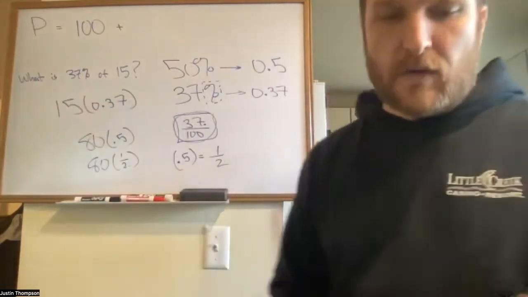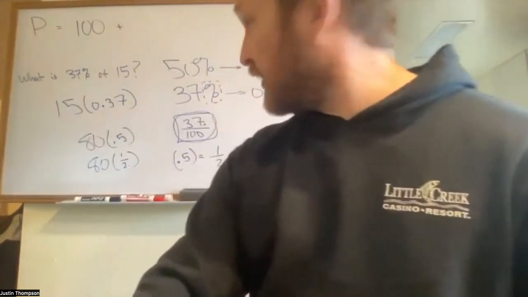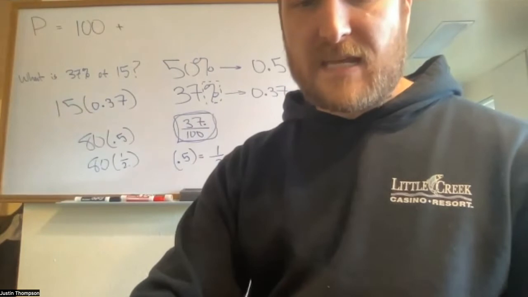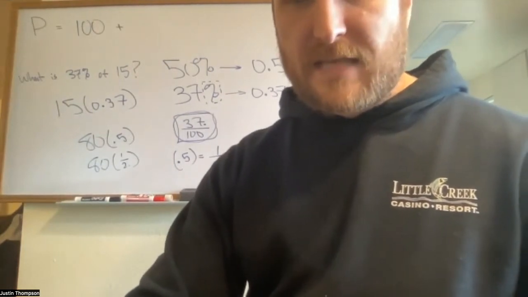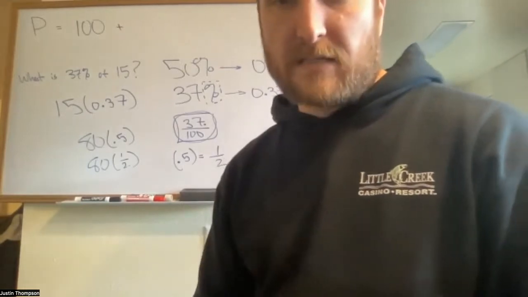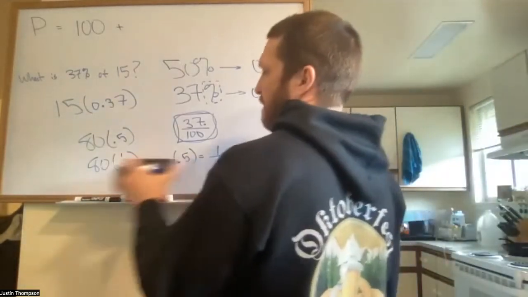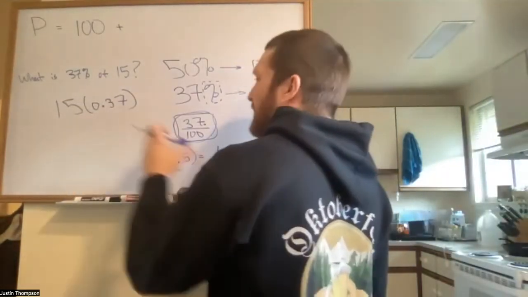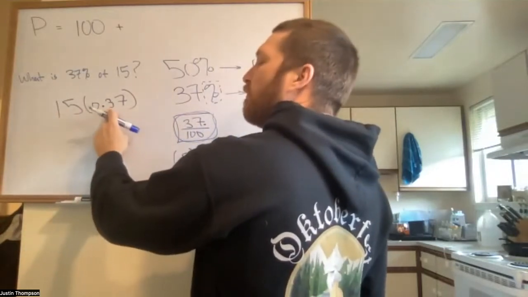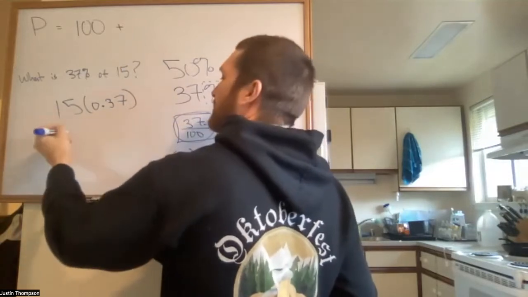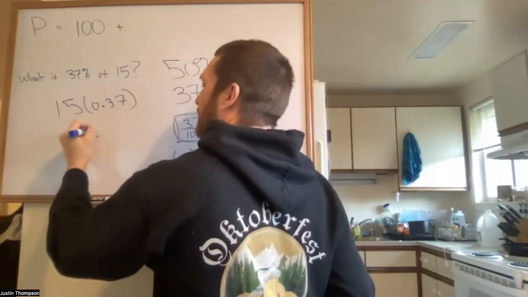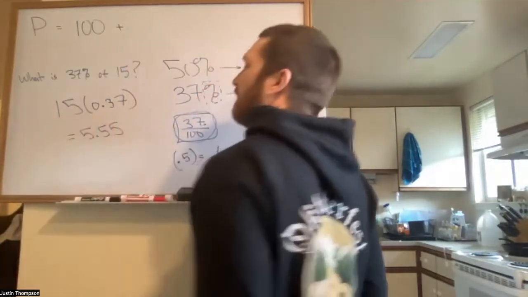And so if I wanted to, I could plug that into my calculator. I'm going to do it real quick. 15 times 0.37 turns out to be, that's nice, 5.55. And so we'd say, yeah, 37% of 15 is 5.55, like that.